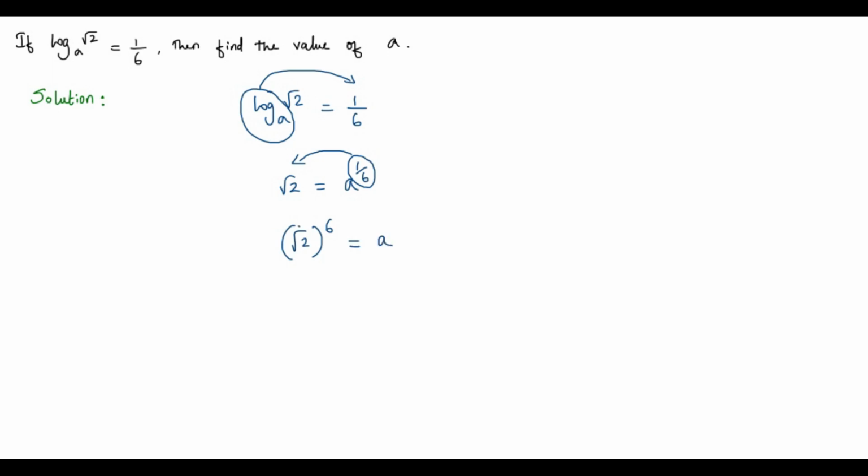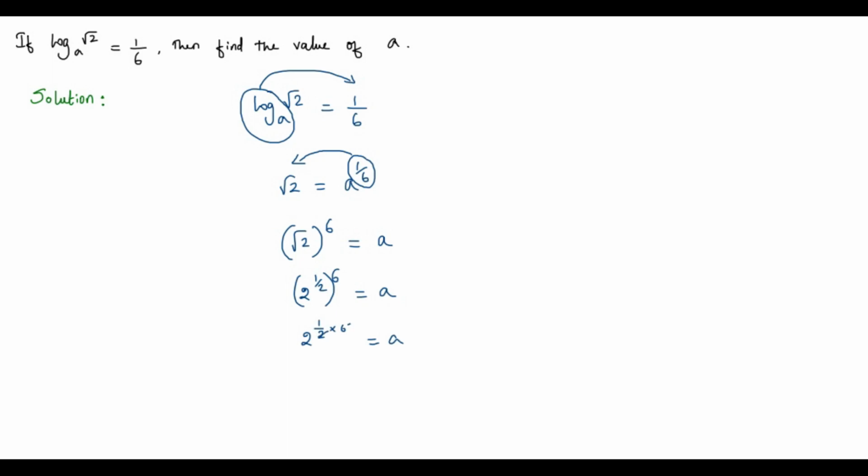For the purpose of simplification, I am going to write this square root as an exponent. If I change the square root to an exponent, it will be 1/2. So 2 to the power of 1/2 whole to the power of 6 is equal to a. Now we can multiply these two exponents. So we get 2 to the power of 1 divided by 2 times 6 is equal to a.